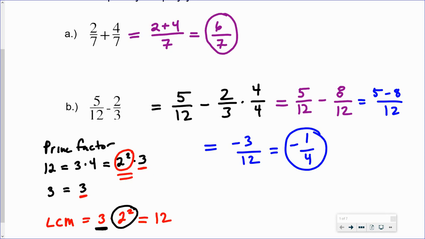So in the next video, what we're going to do is look at adding and subtracting rational expressions that have the same denominator or have like denominators. And then the 2 videos after that, we're going to look at how we would add or subtract rational expressions with unlike denominators.